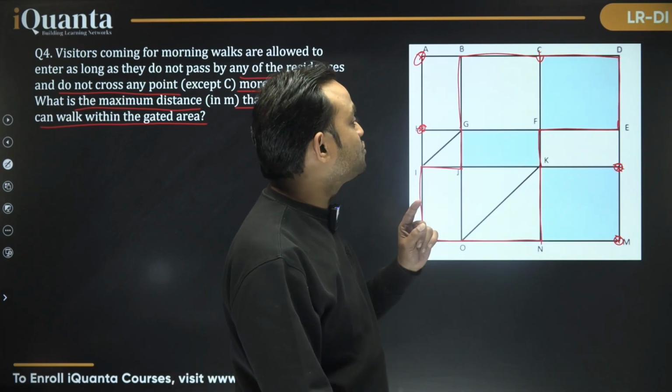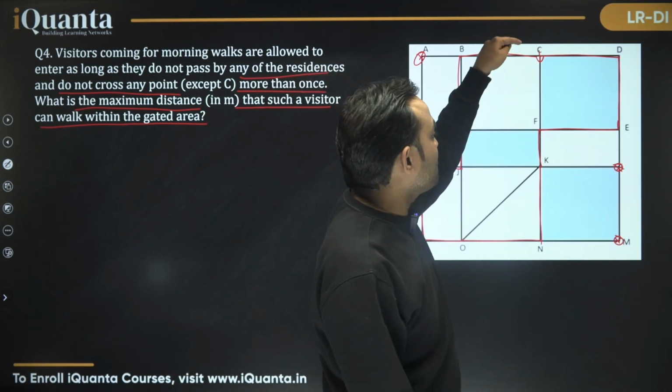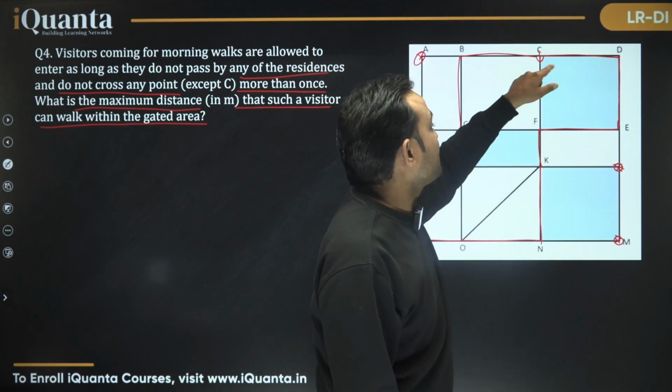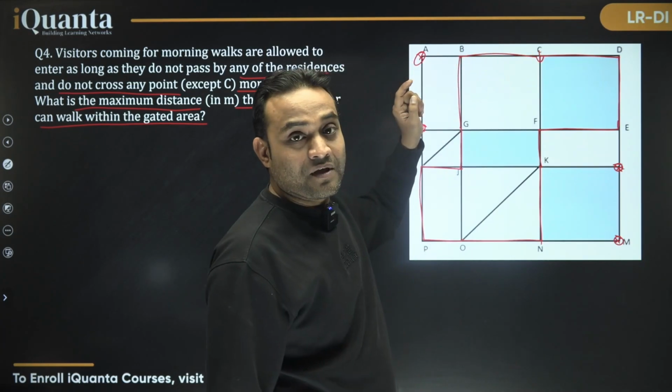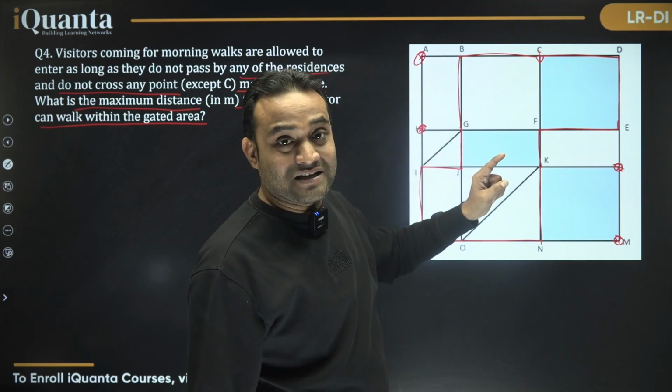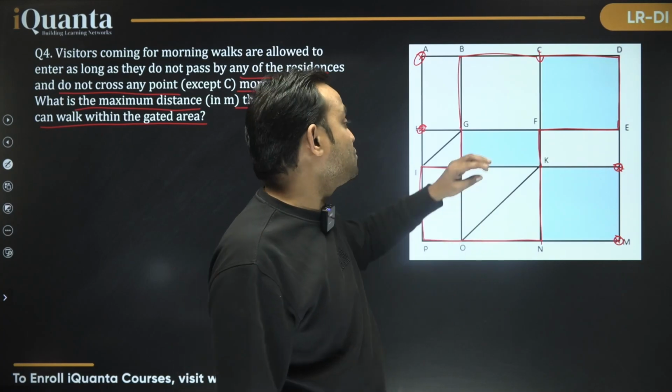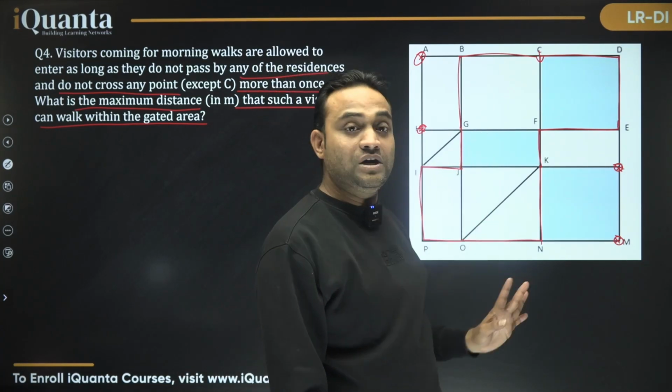So there were two ways. Either a person can go from C to D or a person can go from C to B. But to maximize the distance, we will have to go through all the points, and that's the only way possible.